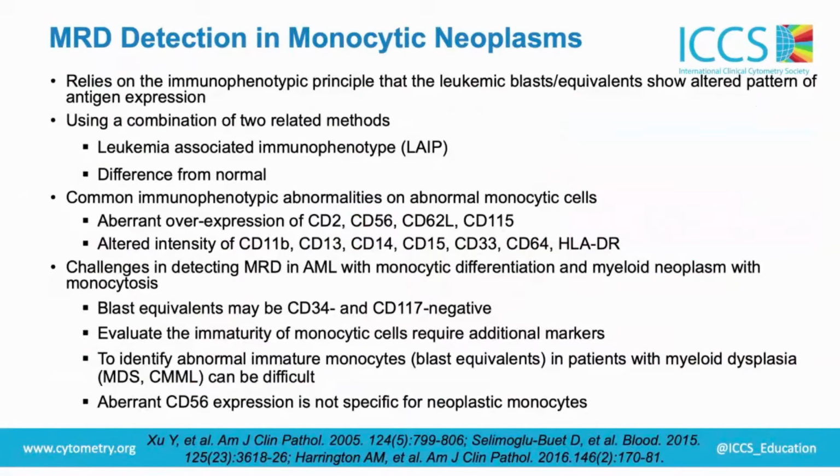Knowing the reactive immunophenotypic alterations and mimics is crucial for MRD assessment in monocytic neoplasms. MRD detection relies on the immunophenotypic principle that leukemic blasts, blast equivalents, and maturing myelomonocytic cells show altered pattern of antigen expression different from normal progenitors. It is recommended to use a combination of two related methods to improve sensitivity: leukemia-associated immunophenotype and difference from normal. There are challenges in MRD detection in monocytic neoplasms.